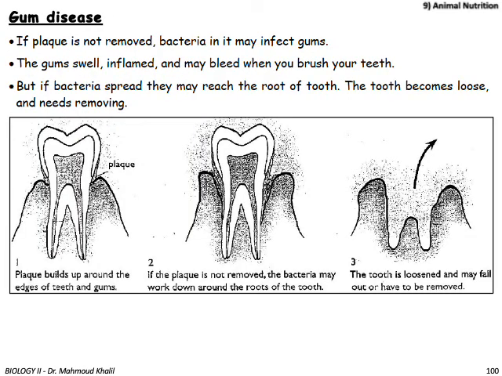The gum disease. If plaque is not removed, bacteria in it may infect the gum. The gums start to swell, become inflamed, and they may bleed when you brush your teeth. But if the bacteria spread, they may reach the root of the teeth. The tooth becomes loose and needs removing. As you can see from figure 1, plaque is forming, then the plaque is not removed, the inflammation reaches inside the gum, and now the tooth is loosened and may fall out or be removed.